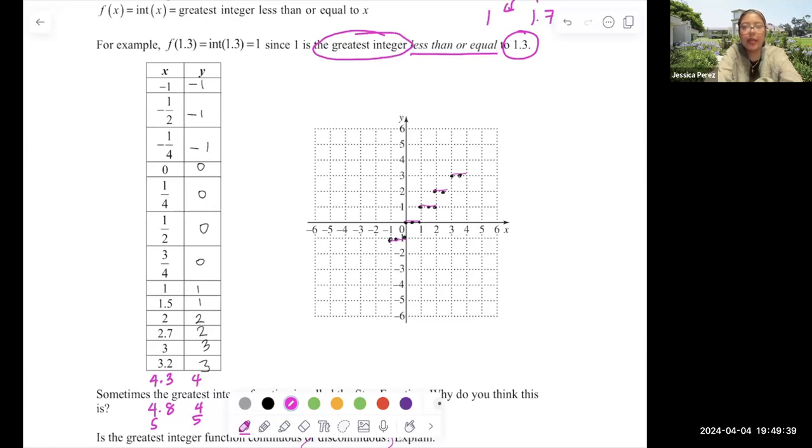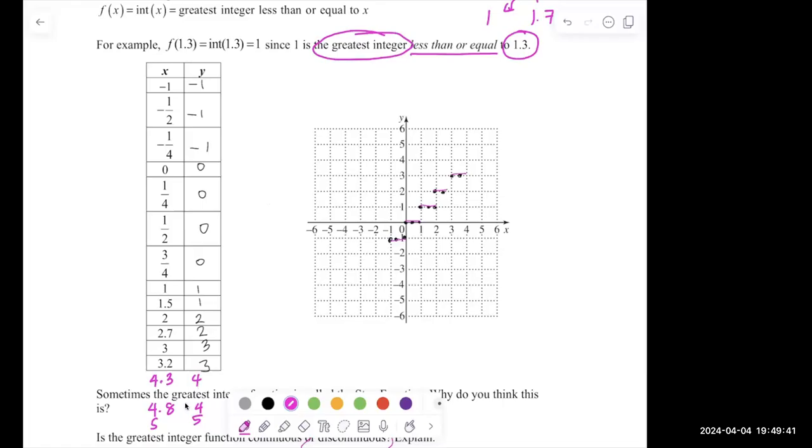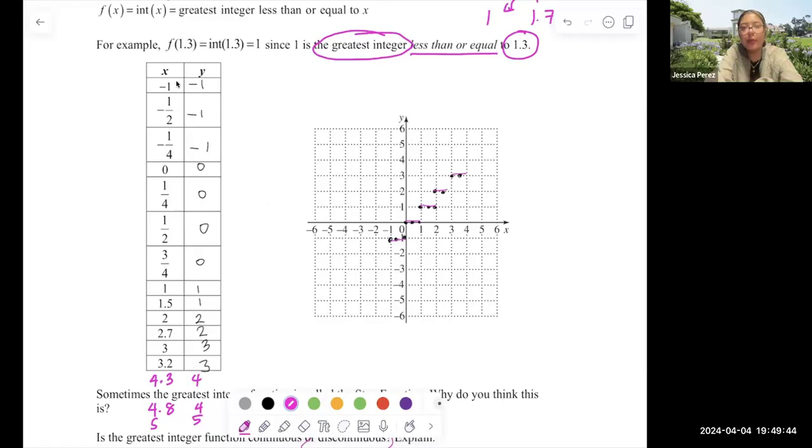So Michael, were you able to catch that? Yep, got it. Okay.